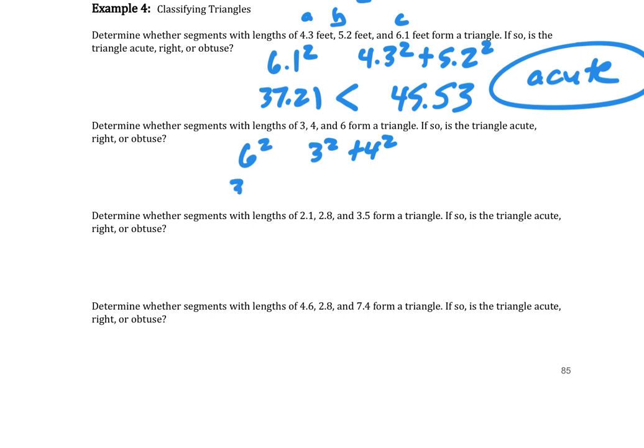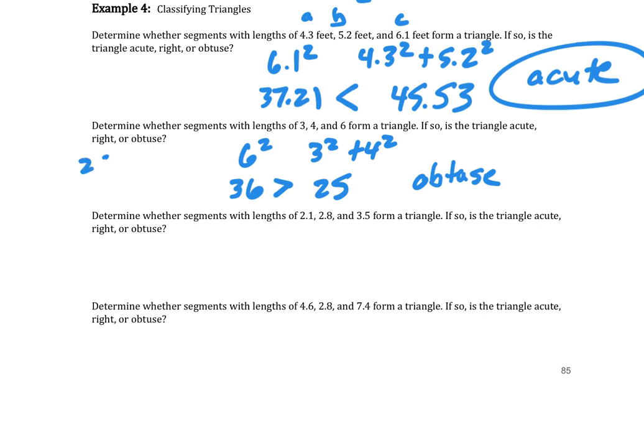So 6 squared, this one's a little bit easier, is 36. 3 squared plus 4 squared is 9 plus 16, which is 25. 36 is bigger than 25, so we're going to put greater than, and greater than means obtuse. Okay?